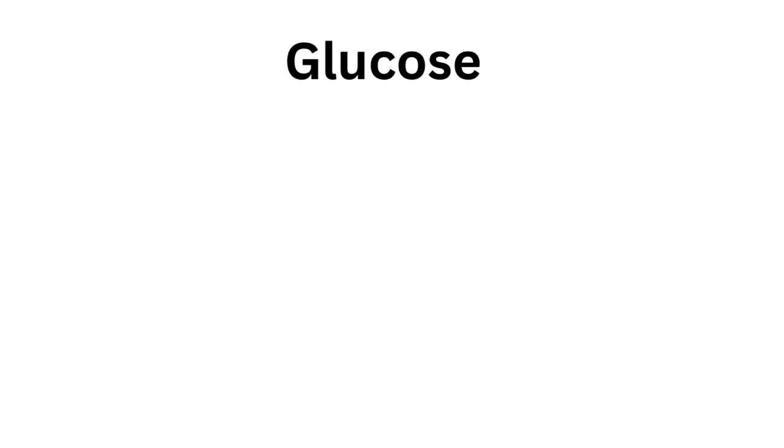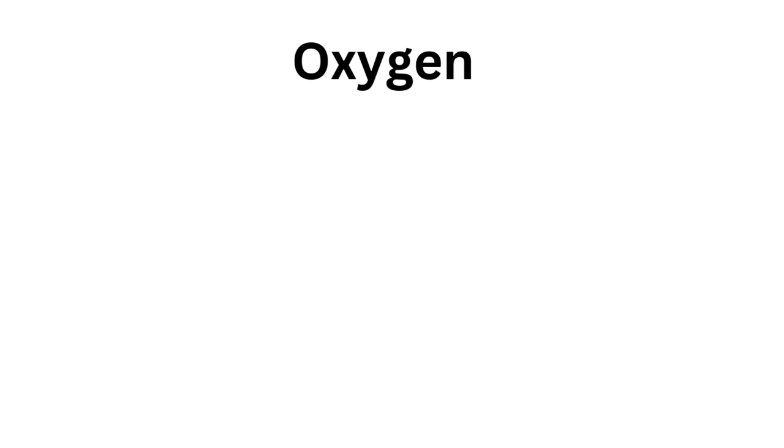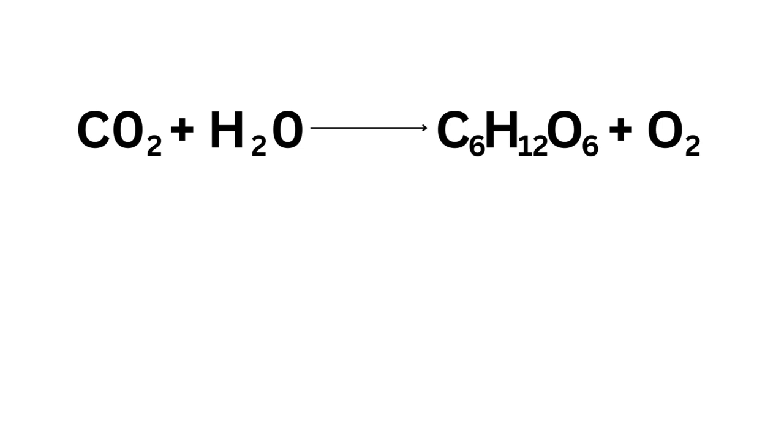Product 1, glucose. This is more complex, but glucose is C6H12O6. Final product, oxygen. The symbol is simply O2. Oxygen is another simple covalent compound. Now just replace the words with these symbols and you get a symbol equation.